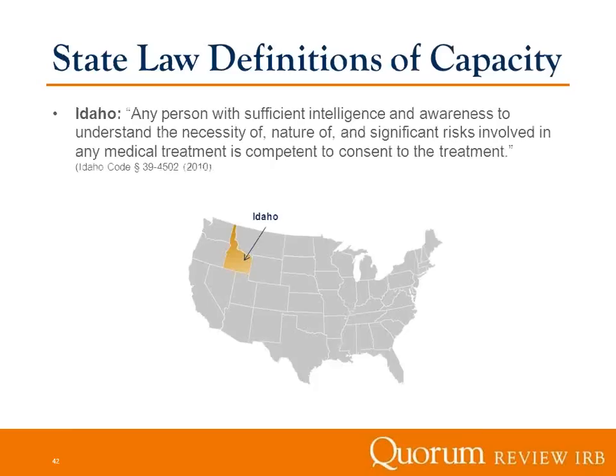Here's a state law definition of capacity. I think it's a good one. It's from Idaho. Any person that has sufficient intelligence, awareness to understand the necessity of, the nature of, and the risks involved in a medical treatment is competent to consent to the treatment. That is specific to treatment, but it's probably applicable to research as well.